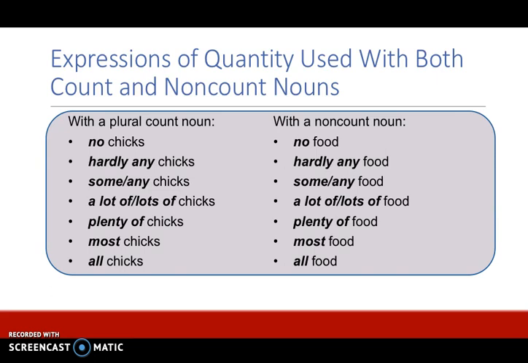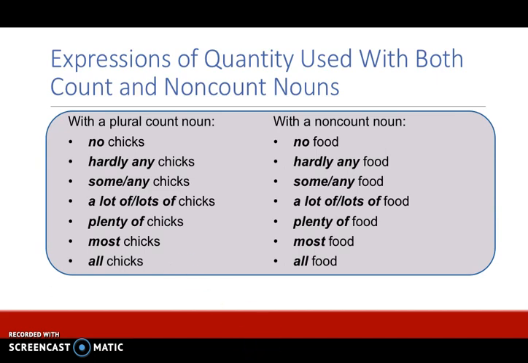A lot of and plenty of, lots of, these are for a larger amount. Lots of is less formal than a lot of. Most means the majority. And all means 100% of something.